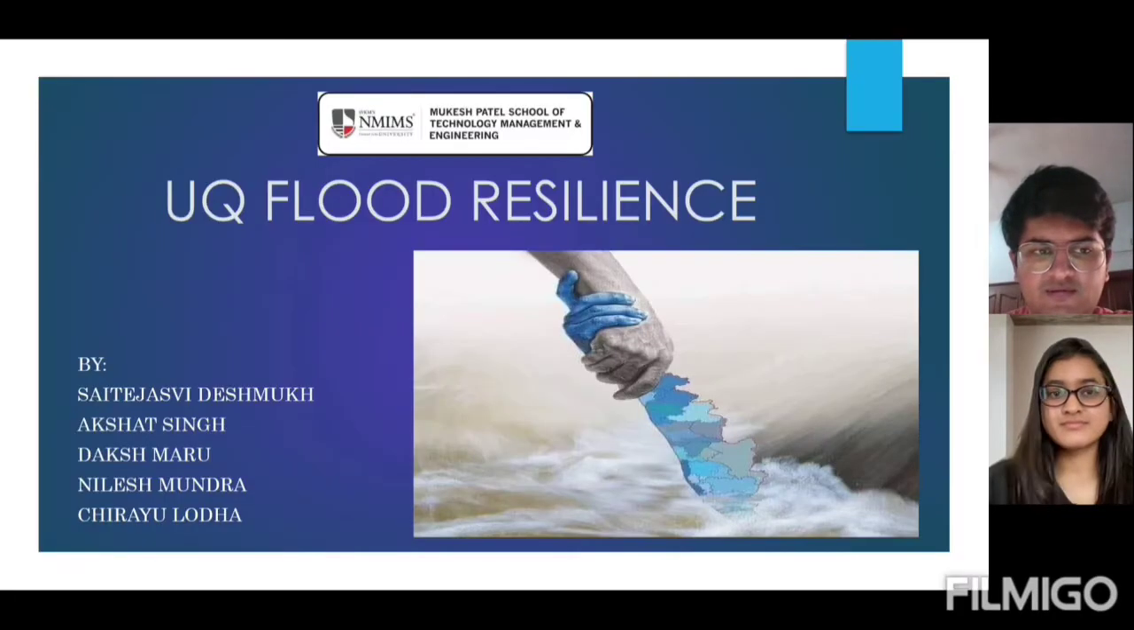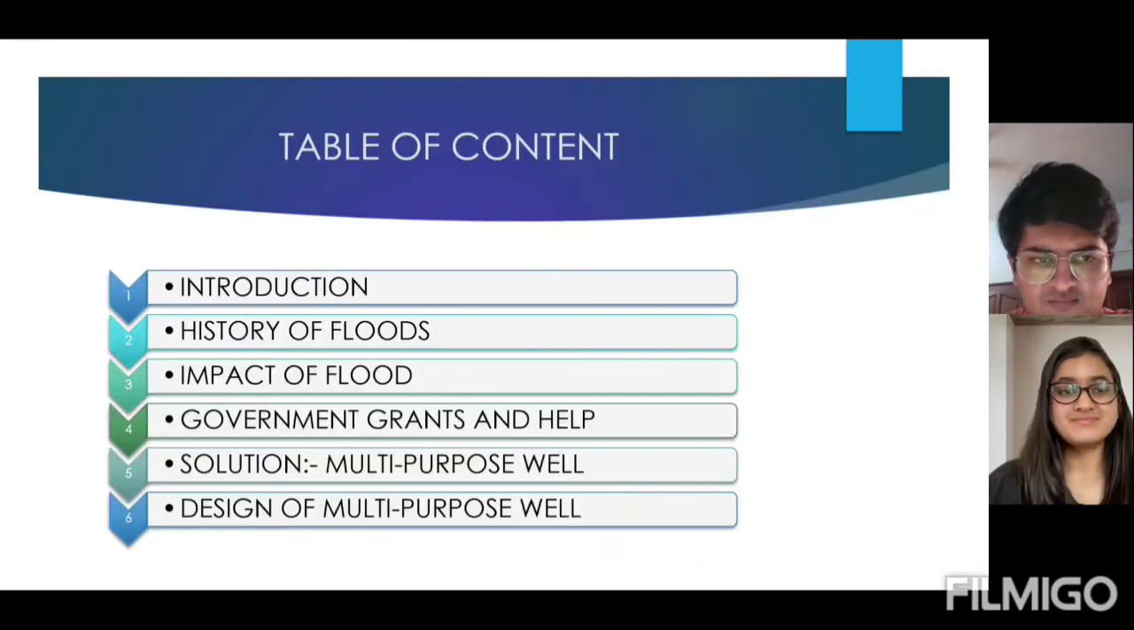Present UQ flood resilience. I, Daksh Maru, along with my colleagues, am going to present. So these are the table of contents.